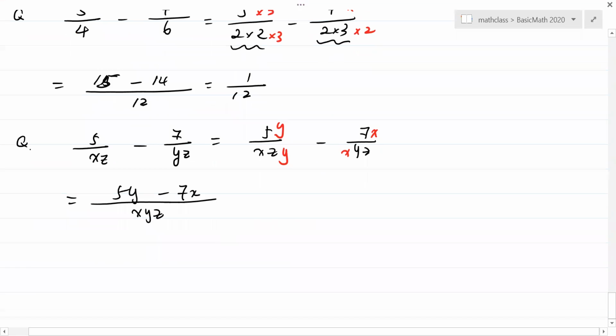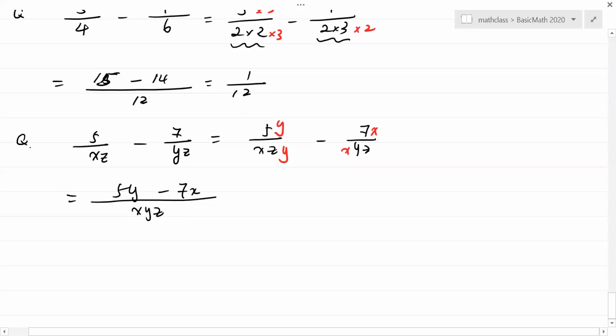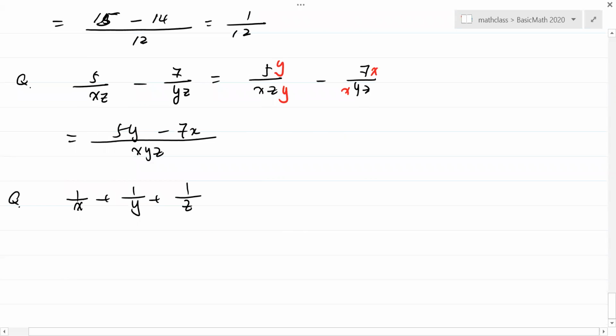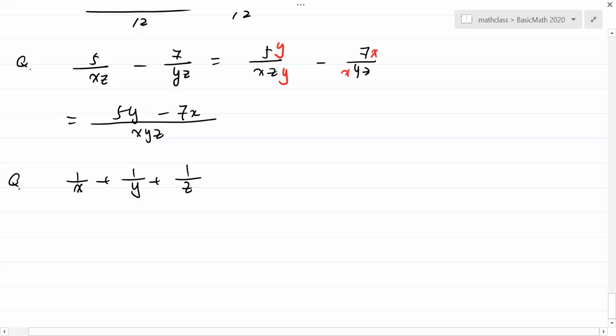It's the same. So those are similar. The first one is just numbers. Now we have to deal with the variables. Now let's try to add those three together into one fraction.